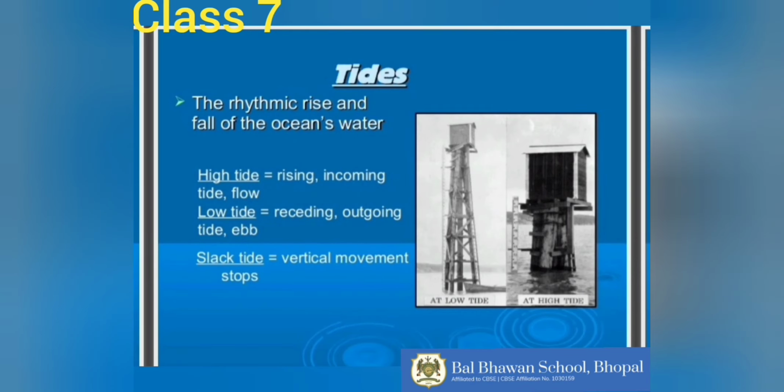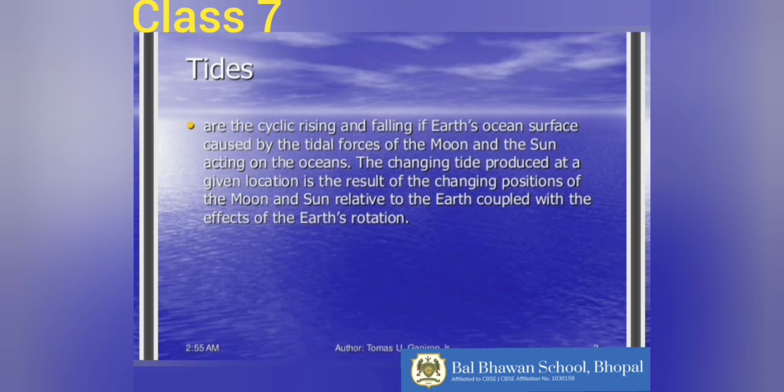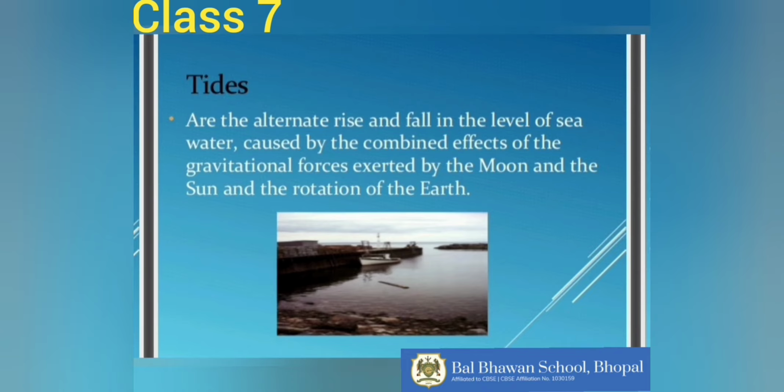Children, now let us discuss tides. People who live in the coastal areas know that the seawater generally rises and falls twice every day, almost at regular intervals. This phenomenon of the alternate rise and fall in the level of sea water is called tides. Tides are mostly experienced in oceans and seas.